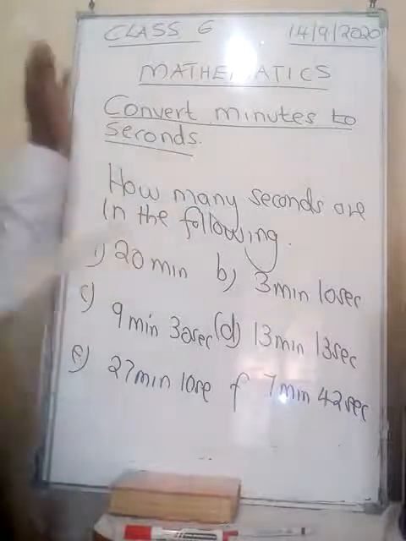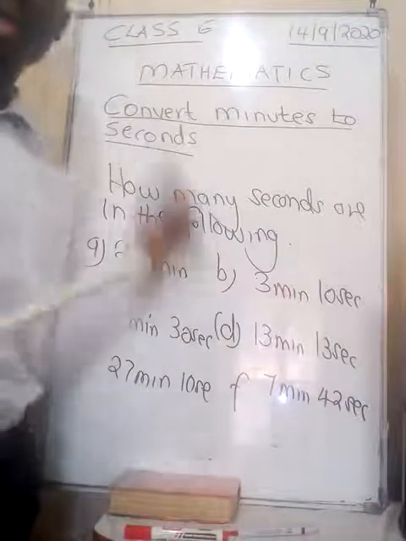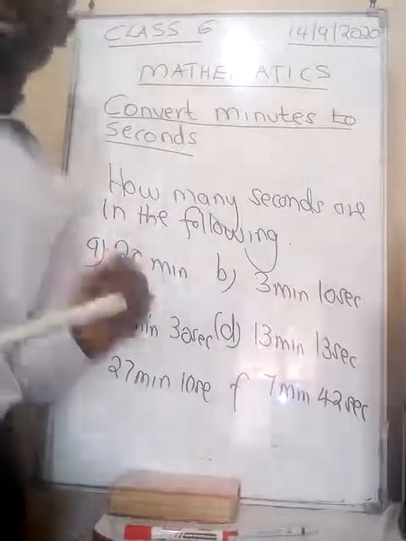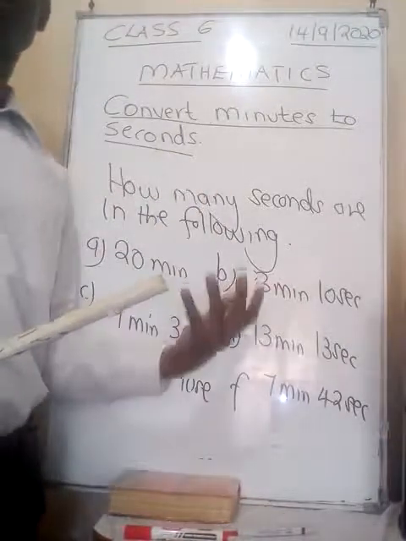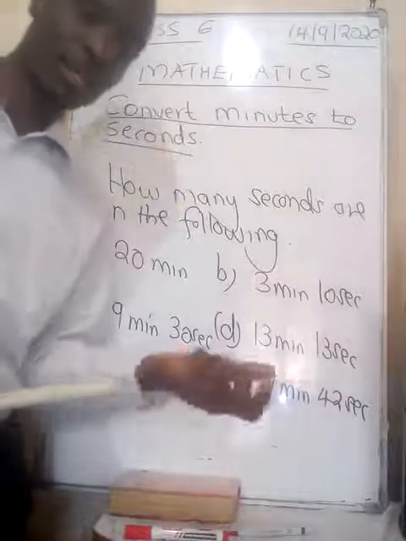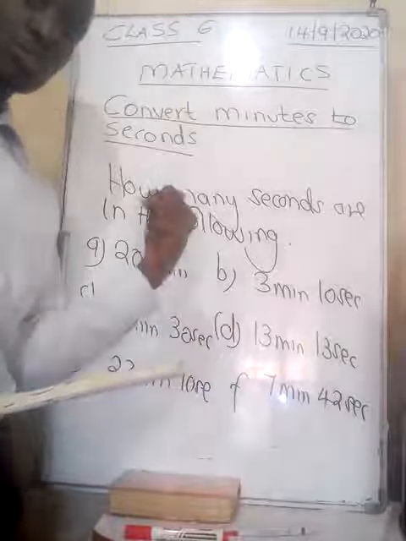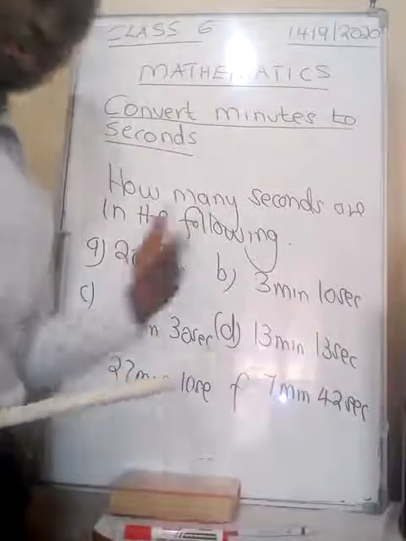Remember, we are still working on time, and we said we're dealing with time and speed, so it's just the same thing that we are still working on. When you're talking about time, we're starting with the smallest measurement, which is seconds. We go to minutes, and then we go to what we call hours.